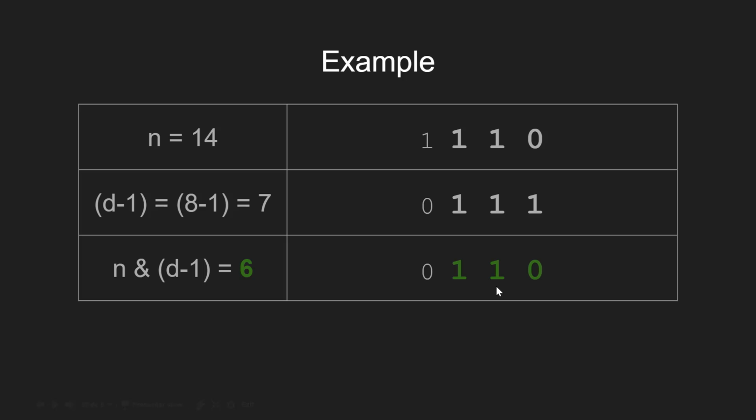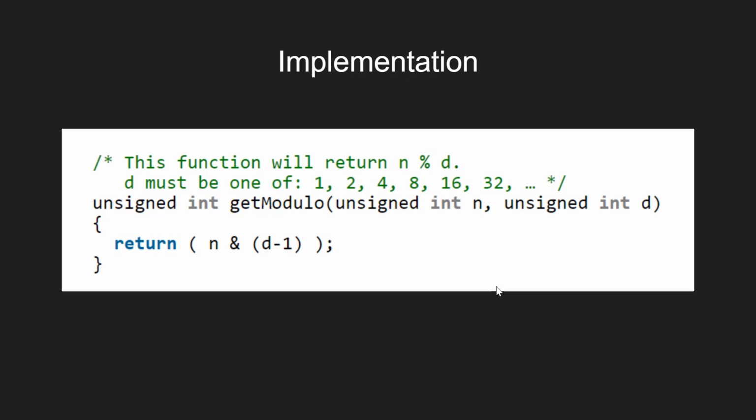Now going on to the implementation, we have a function named getModulo which takes two integers n and d as arguments, where d is a power of 2. Now we just return the result of the bitwise AND operation between n and d minus 1.